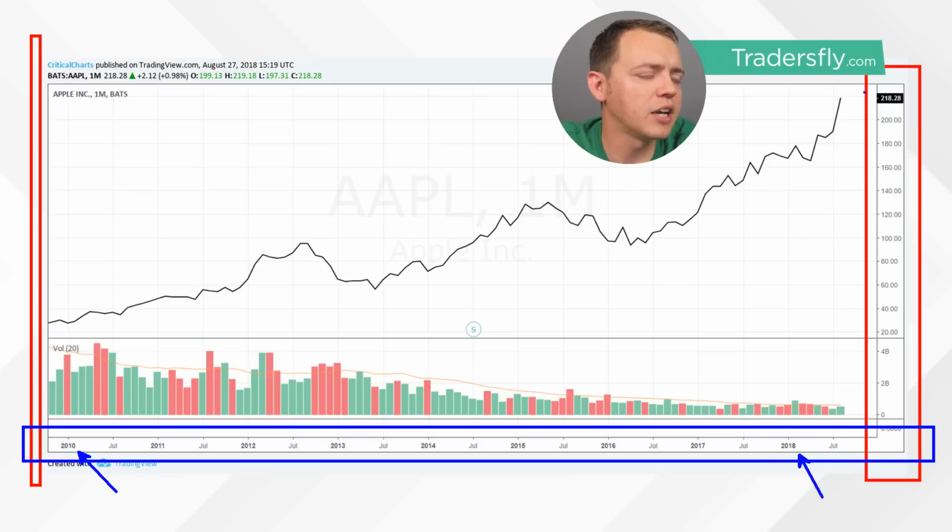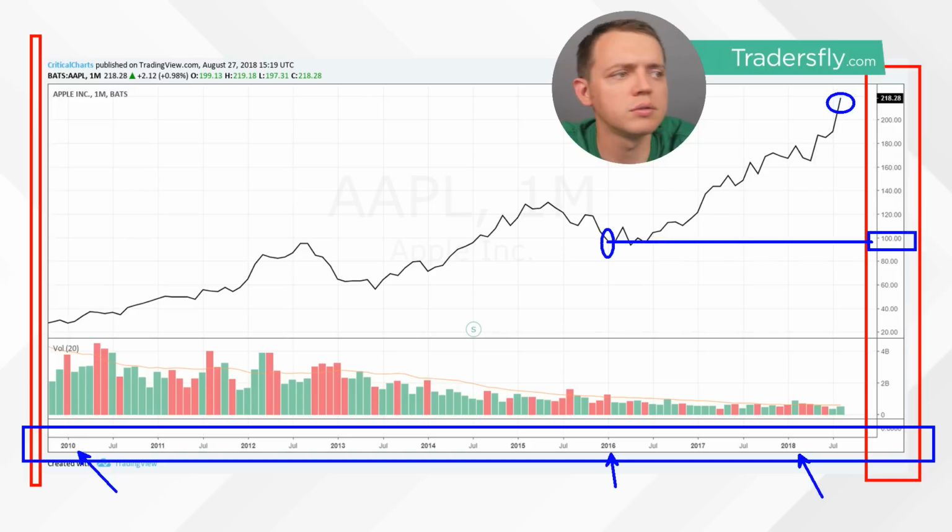And if you take a look at the current price, you basically line up today's date with the price, and that'll give you about 218.28 for the Apple chart. Now, if you want to go back in time and see, well, what was the price at the beginning of 2016? Well, you go straight up to 2016, draw that line across, and you can see price was right around $100 per share.